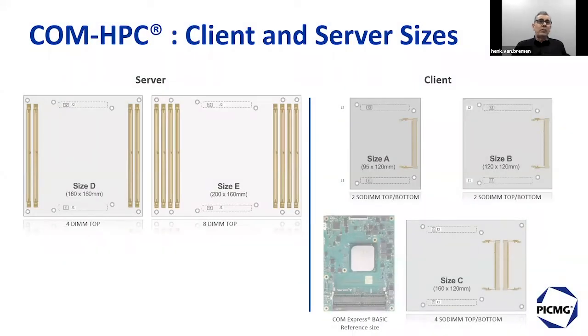The form factors: left side is the server, on the right side you see the client, and we put in a picture of a COM Express to see how these sizes compare. You see that the A size looks a little bit like the COM Express size. Then we get the B and C sizes, where the C size is actually expanding the amount of memory you can put. You can put 4 SODIMMs, 2 on the rear and 2 at the top. On the left side, the server side, 8 memory DIMMs, and on the right one, 16 memory, 8 memory DIMMs.